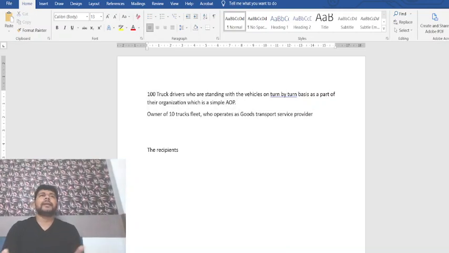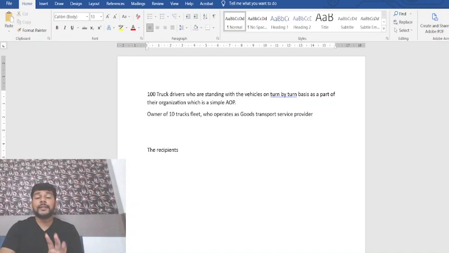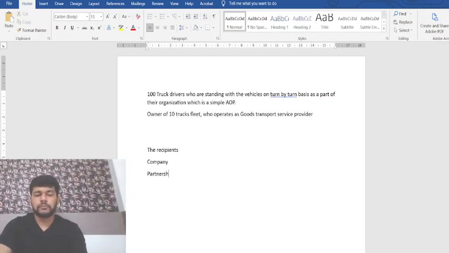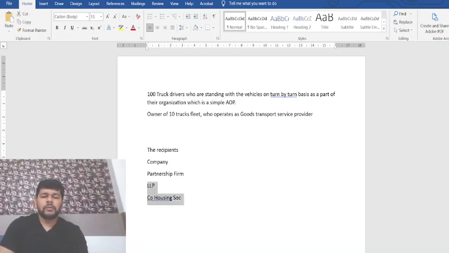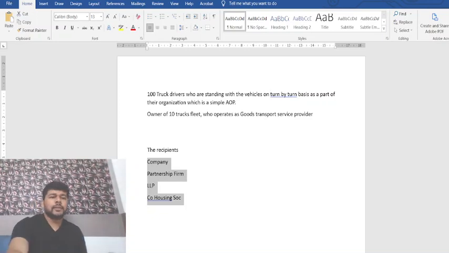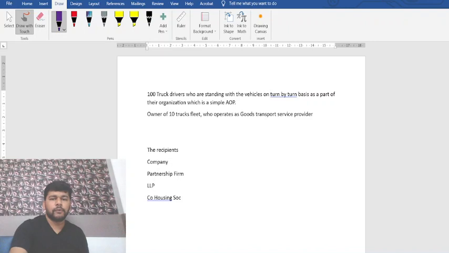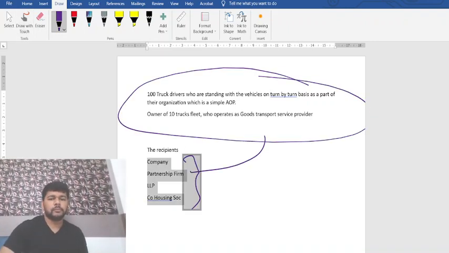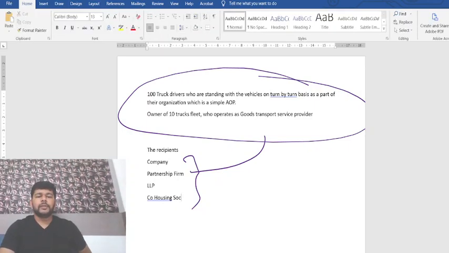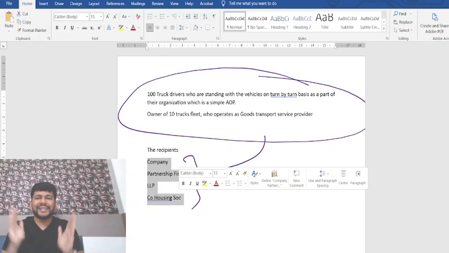So there are certain categories of services like these truck service providers. Among their recipients, which recipients are easy to tap? If I say a company, a partnership firm, an LLP, or a cooperative housing society, these are the recipients. When services flow from the truck drivers to this set of recipients, and I keep track of these recipients, I know that they are less in number.